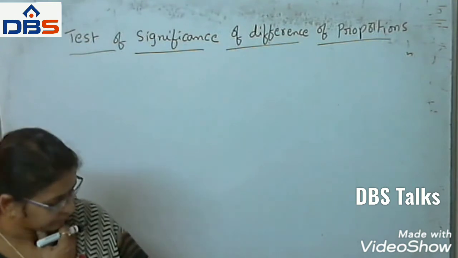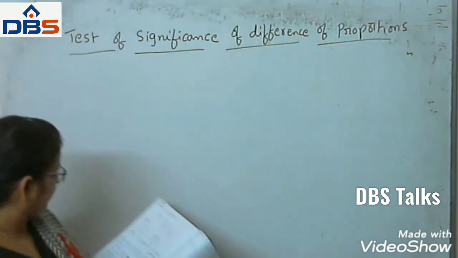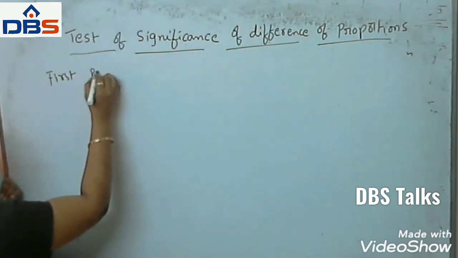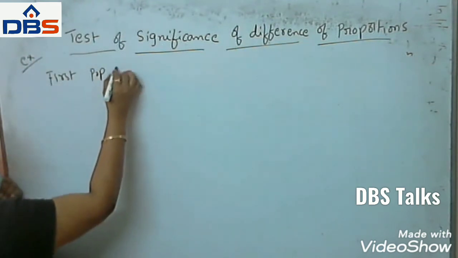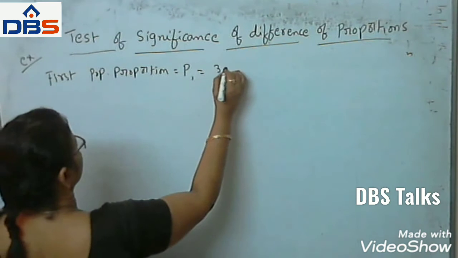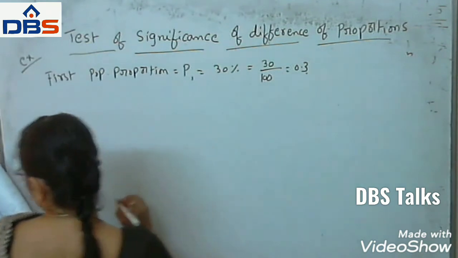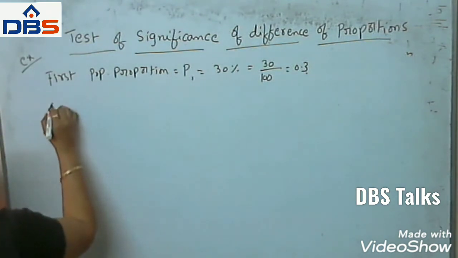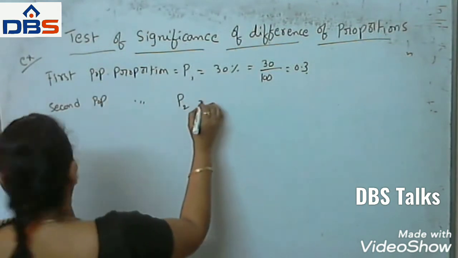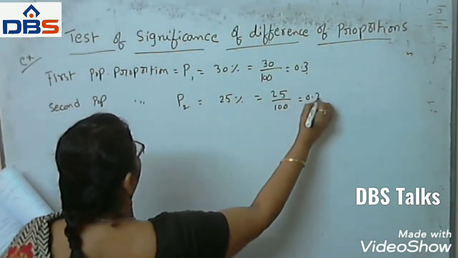So that is the question. Two large populations are being considered. In the first one, 30% are fair-haired people. So the first population proportion P1 equal to 30%, 30 by 100, 0.3. Second population proportion P2 is 25%, 25 by 100, 0.25.